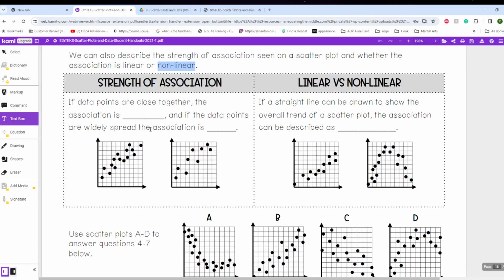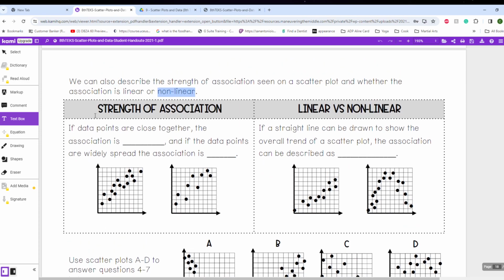If you remember from class, some of you might have heard me talking about a correlation coefficient. This is talking about the strength of the association. It's just a measurement between -1 and 1, where 1 is like a straight line and -1 is like a negative straight line. And the closer you are to 1 or -1, the stronger the association. 0 would be like no association at all.